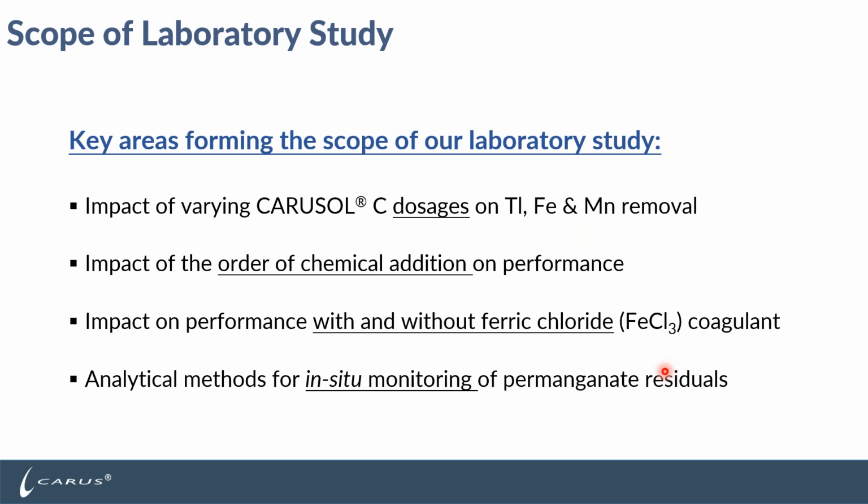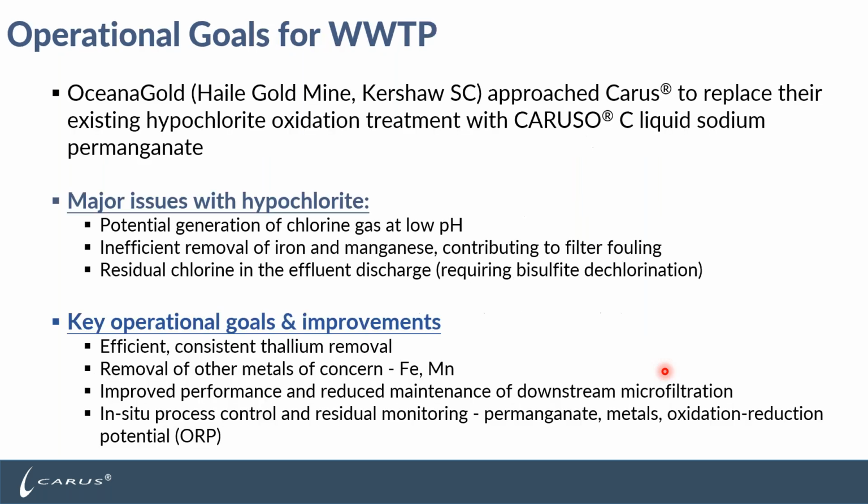So the key operational goals that we targeted with permanganate treatment included safe, efficient, and consistent thallium removal, which is one of the key parameters monitored for the mine's discharge permit, efficient removal of other metals of concern like iron and manganese, improved performance and cleaning of the downstream microfiltration system, and also in situ process control and monitoring for parameters like permanganate residual, metal concentrations, and oxidation reduction potential.